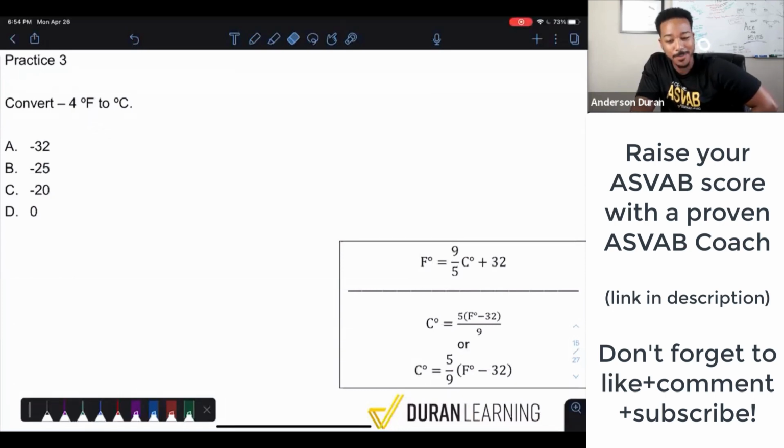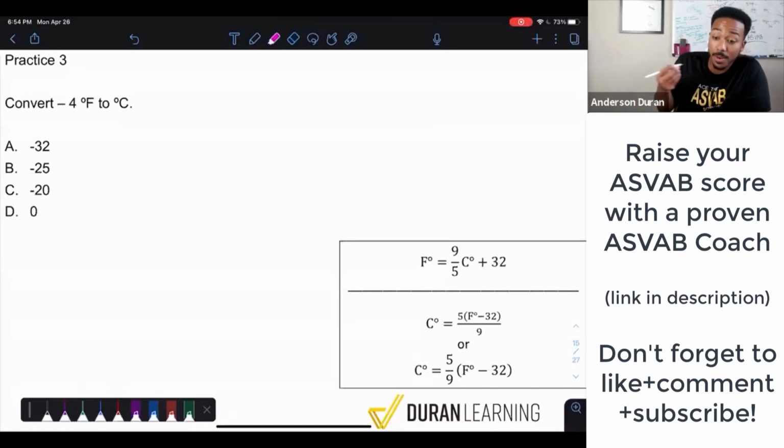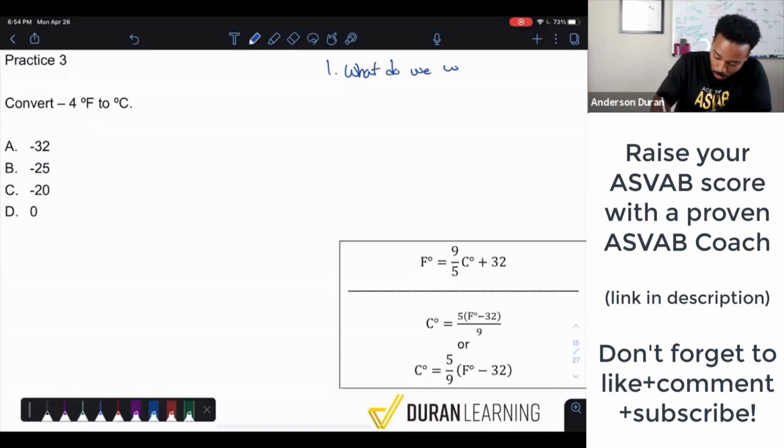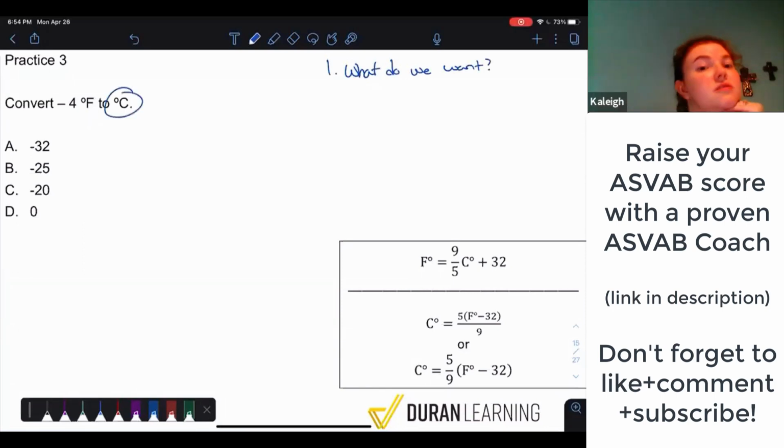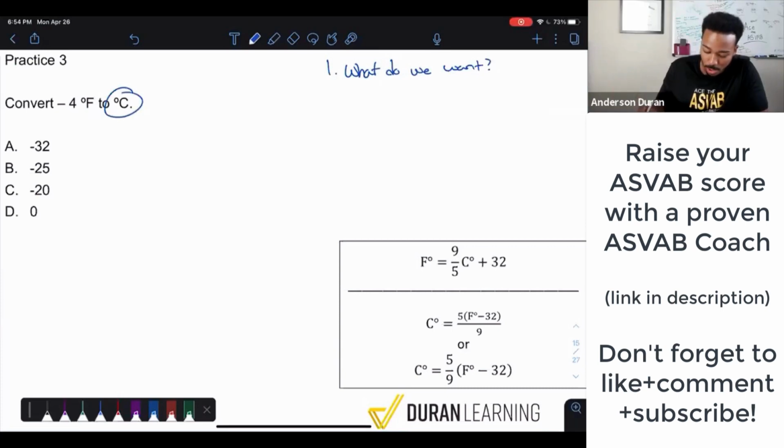All right. Convert -4 degrees Fahrenheit to degrees Celsius. All right, so here's what we're gonna do. We're gonna identify what we're looking for first, right? Step one, what do we want? Since we want Celsius, I'm gonna use the formula that starts off with Celsius. And again, you can use either one of these. Either one will work. I'm gonna use this one because it's a little simpler for me to use.